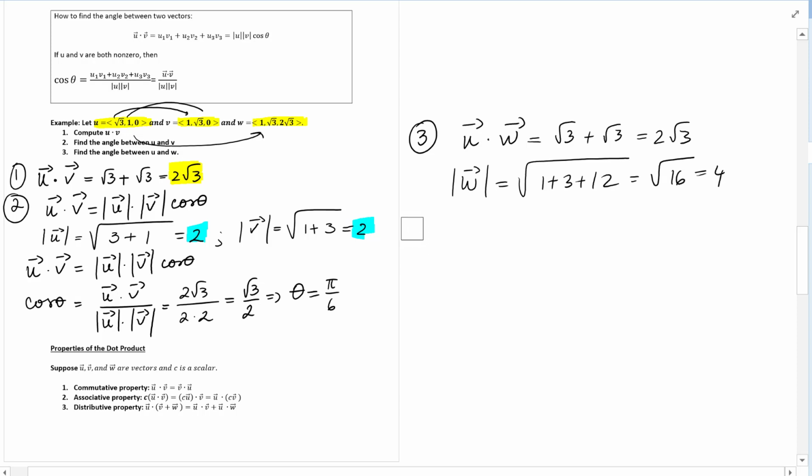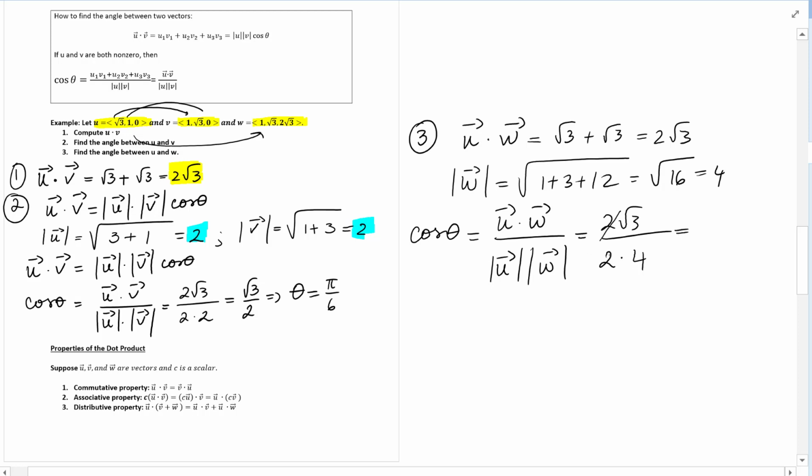So cosine of theta is going to be the dot product of u and w over the magnitude of u times the magnitude of w. So it's 2 square root of 3 over, the magnitude of u was 2 and the magnitude of w is 4. So we get square root of 3 over 4. That means theta, I could say that the angle between u and v is theta 1, and let's call this theta 2, is arc cosine of square root of 3 over 4.